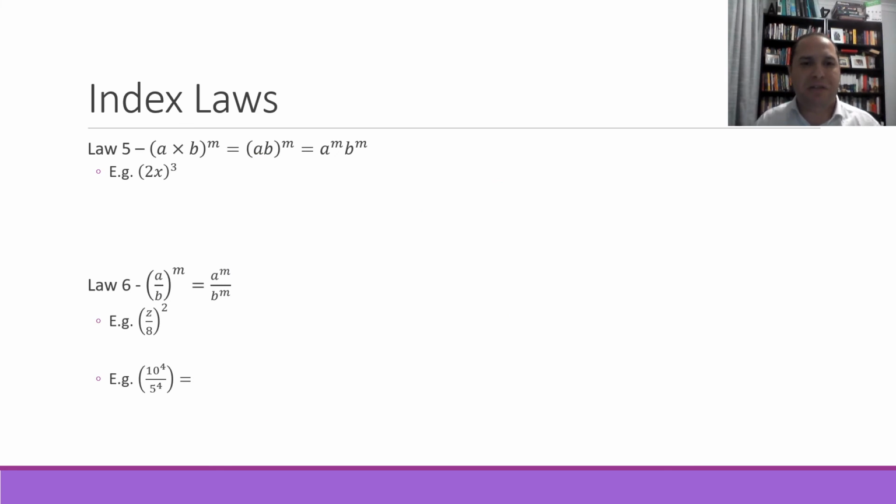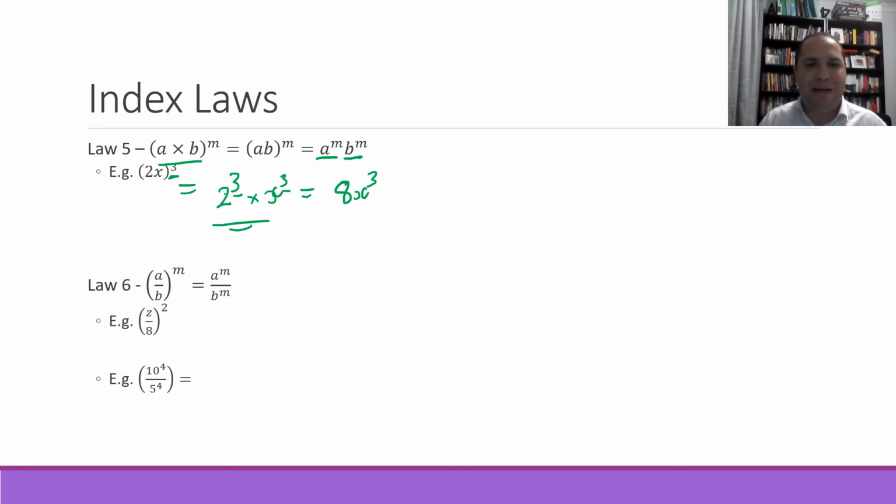All right, 2 more index laws to get through. Law 5, if you've got 2 terms in brackets and a power on the outside, that power needs to be applied to both terms. So in our example, we've got 2x to the power of 3 in brackets. So that'll become 2 cubed times x cubed. 2 cubed, that's 2 times 2 is 4, times another 2 is 8. So that will become 8x cubed. So that power on the outside needs to go onto both terms on the inside. Remember, this only works for multiplication.